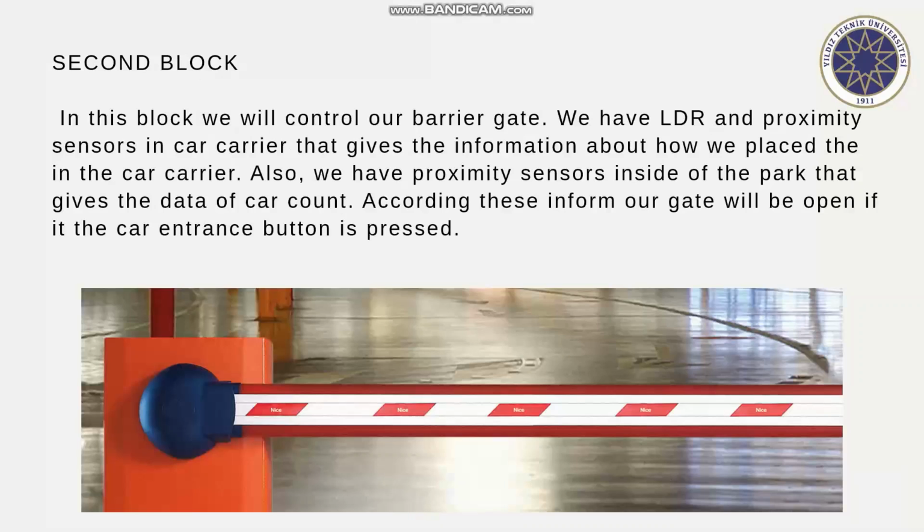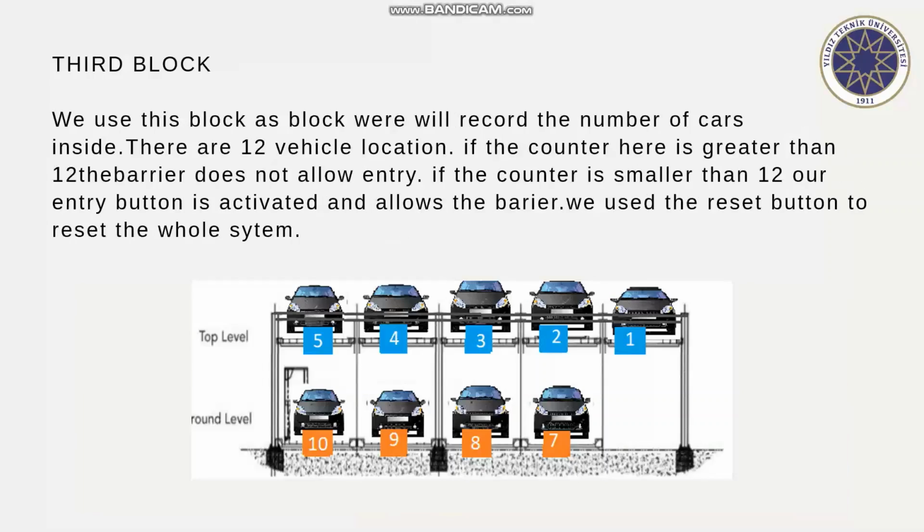The second block has the barrier gate. We will control the barrier. The barrier system will be activated at the time a car enters and exits. We have a timer and function in this block. Third block: we use this block to record the number of cars inside. We have 12 cars. We send data to the second block according to vehicle status. We will use the place of the vehicle in another block.